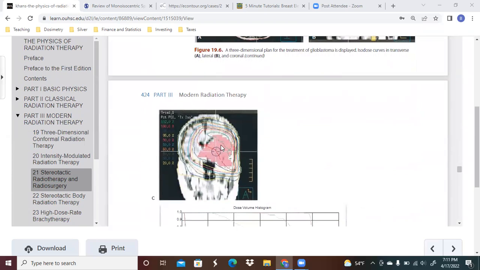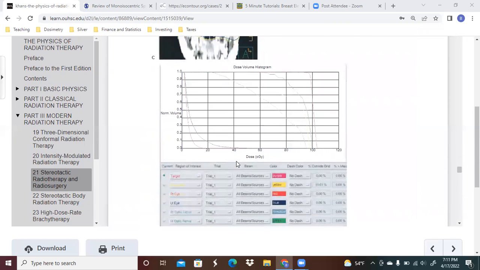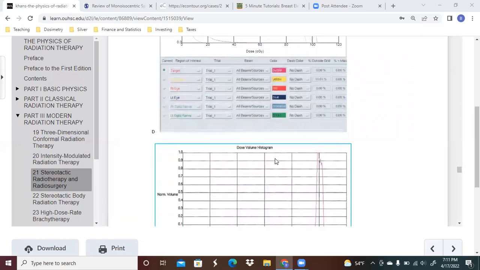So you're seeing some examples here. This is 3D planning. You're seeing the dose volume histogram, which is tallying up how much of a particular structure here is receiving how much dose. It could be normalized as a percentage, this being 100%, this being 0% as you go through. And then you're seeing the dose here in centigray as you're going forward.